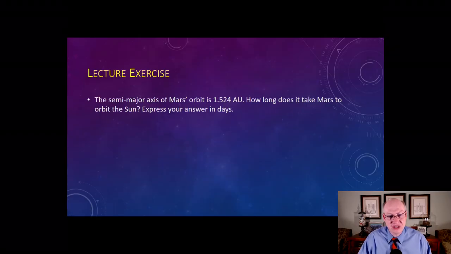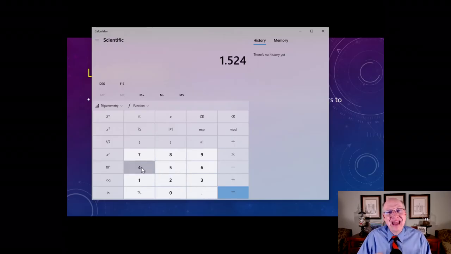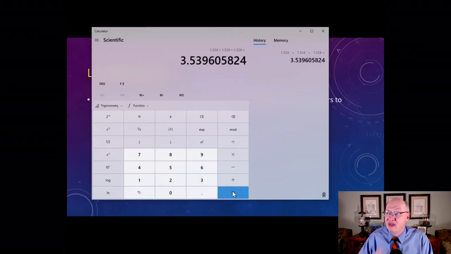All right, let's see what the answer to this one is. Let's work this one out together just to get a little practice with it. So the semi-major axis of Mars' orbit is 1.524 astronomical units. Now, we need to cube that number. So how are we going to cube that number? I'm using just the scientific calculator. Well, one way to do it is just the number cubed is 1.524 times 1.524 times 1.524. And so there it is cubed, 3.5396.